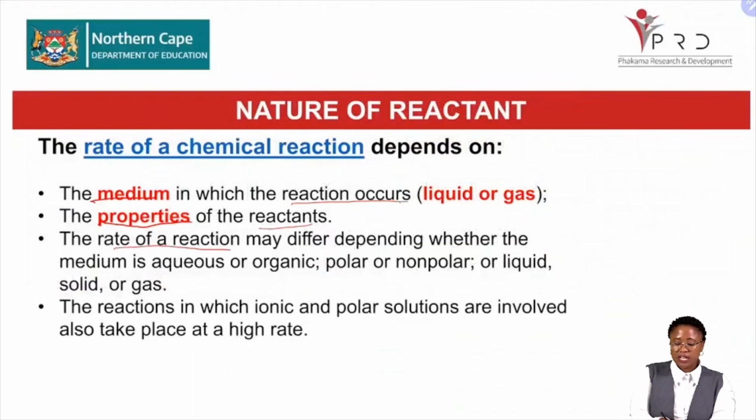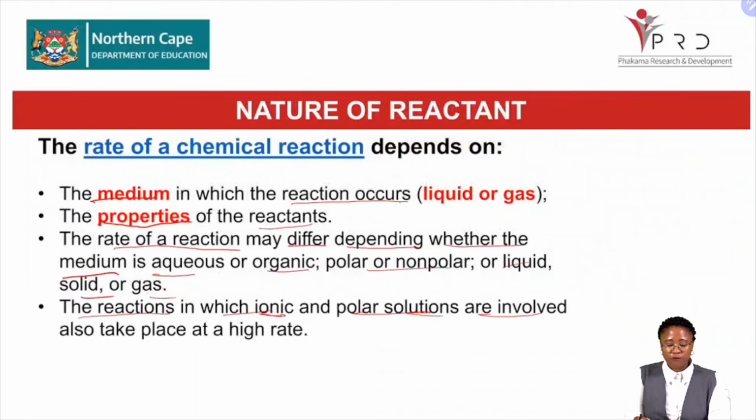So the rate of the reaction may differ depending on whether the medium is aqueous, as I've already indicated, polar, non-polar, liquid, solid, or gas. But the reaction rate in which ionic and polar solutions are involved will always be faster. So which type of reactant is going to make the reaction faster? The ones that are ionic and the ones that are polar. In polar solutions, the rate of reaction will be faster.